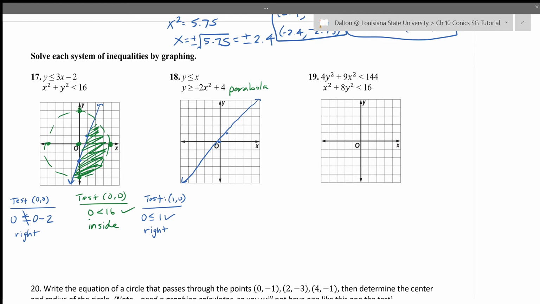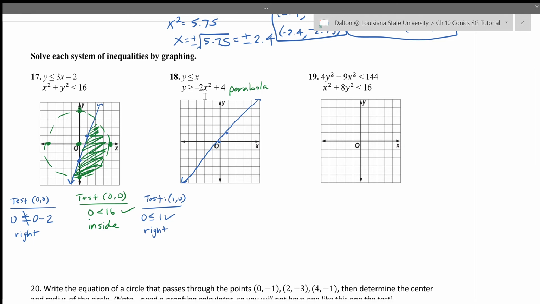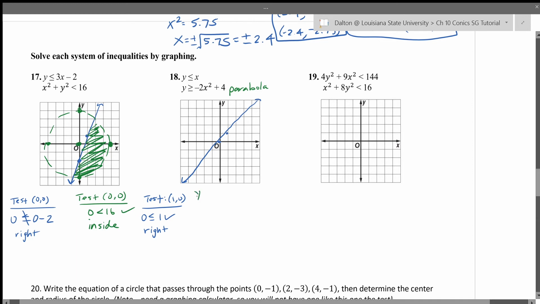Okay, in doing so, we need to get this parabola into standard form. So I want to go ahead and get my x squared terms to one side and everything else on the other side. So I'm going to subtract 4 from both sides. So I'm going to get y minus 4 is greater than or equal to -2x squared.